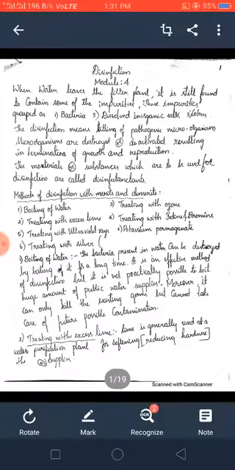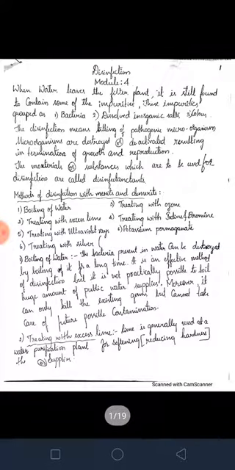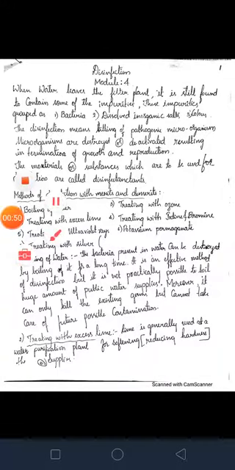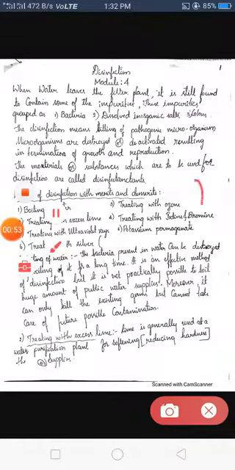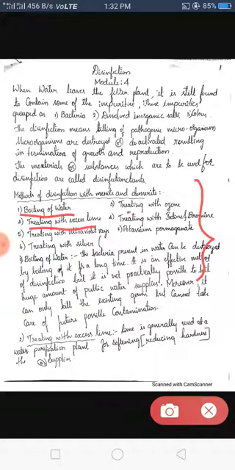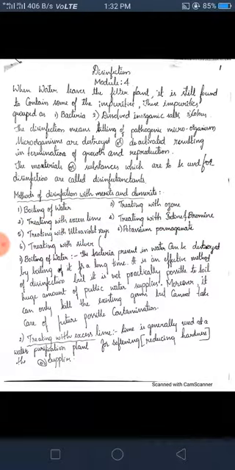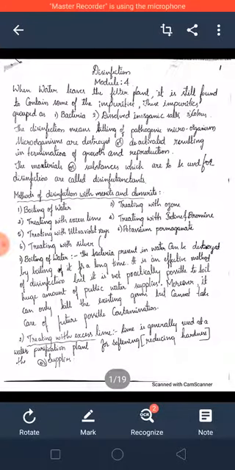Simply, disinfection is nothing but the process of killing pathogenic microorganisms, and the substance used for the disinfection process is called a disinfectant. Here are some of the disinfection methods along with their merits and demerits: the boiling of water, treatment with excess lime, treatment with ozone, treatment with iodine and bromine, treatment with potassium permanganate, treatment with ultraviolet rays, and treatment with silver. These are all the different methods used for the disinfection process.